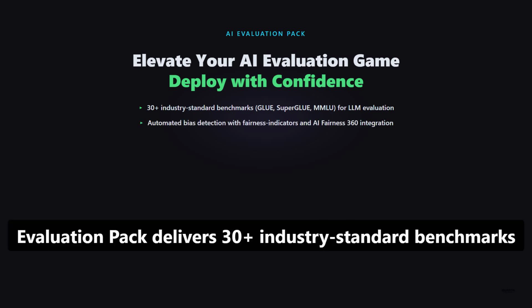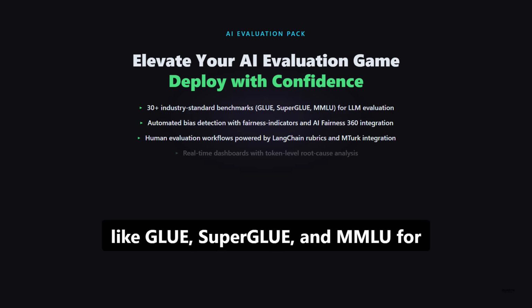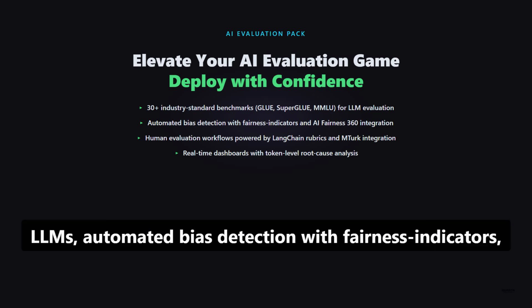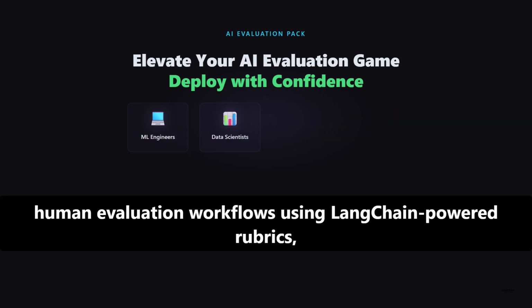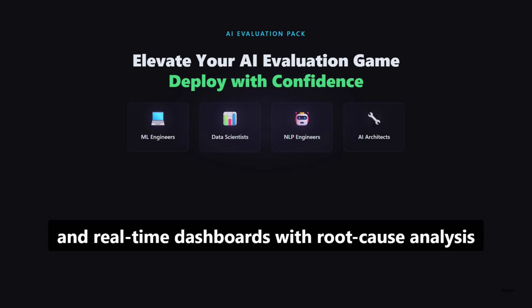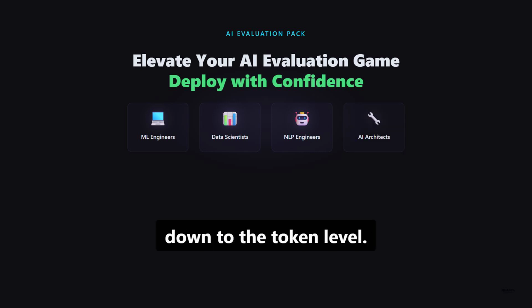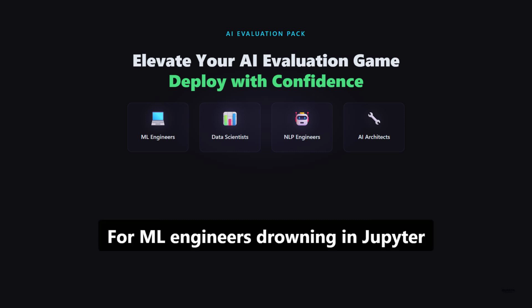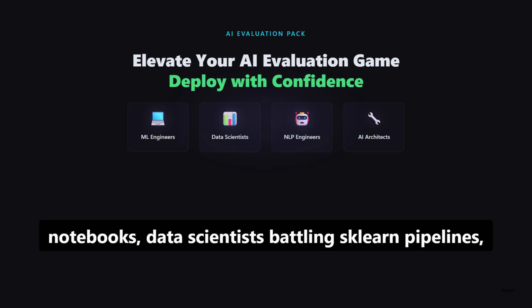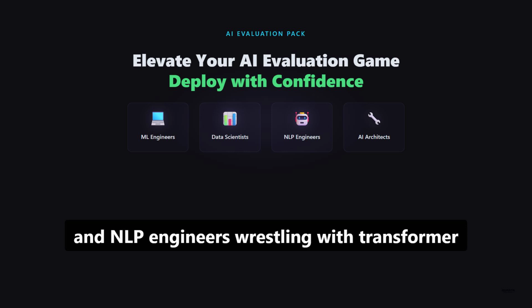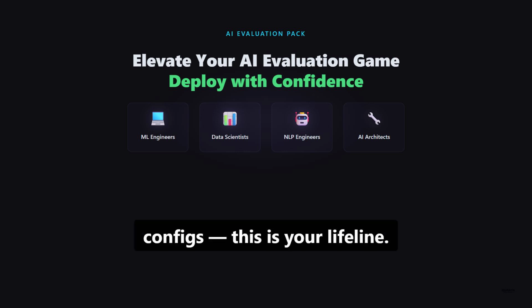The AI Evaluation Pack delivers 30 plus industry standard benchmarks like GLUE, SuperGLUE, and MMLU for LLMs, automated bias detection with fairness indicators, human evaluation workflows using LangChain powered rubrics, and real time dashboards with root cause analysis down to the token level. For ML engineers drowning in Jupyter notebooks, data scientists battling sklearn pipelines, and NLP engineers wrestling with transformer configs, this is your lifeline.